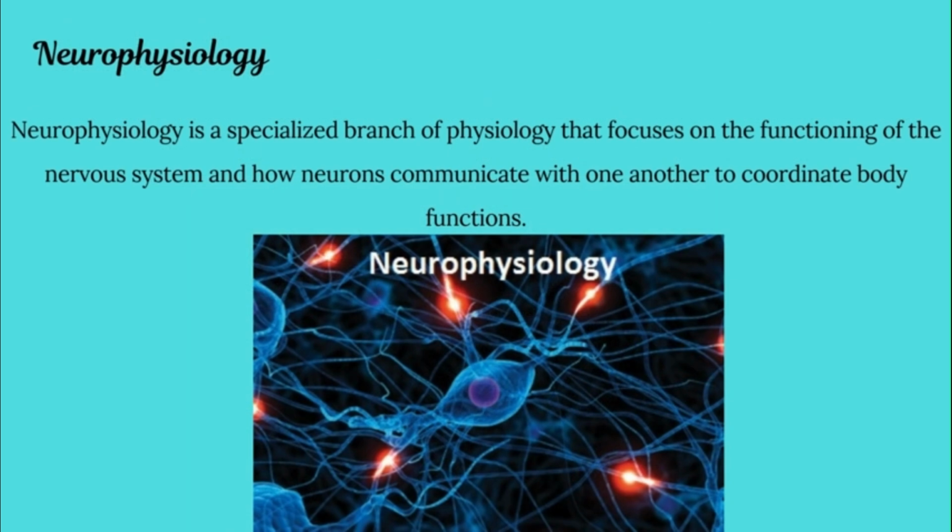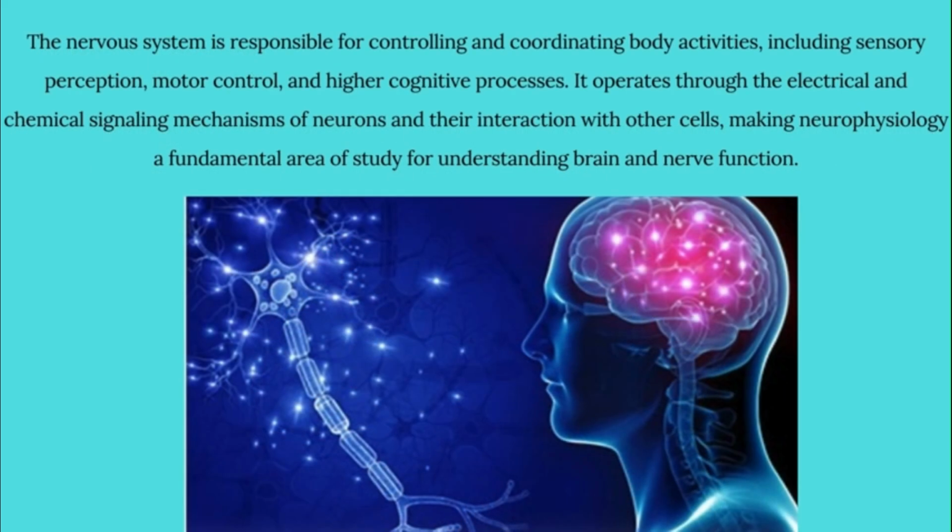Neurophysiology. Neurophysiology is a specialized branch of physiology that focuses on the functioning of a nervous system and how neurons communicate with one another to coordinate body functions. The nervous system is responsible for controlling and coordinating body activities, including sensory perception, motor control, and higher cognitive processes. It operates through the electrical and chemical signaling mechanisms of neurons and their interaction with other cells, making neurophysiology a fundamental area of study for understanding brain and nerve function.